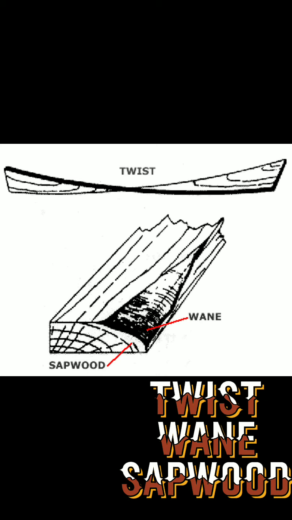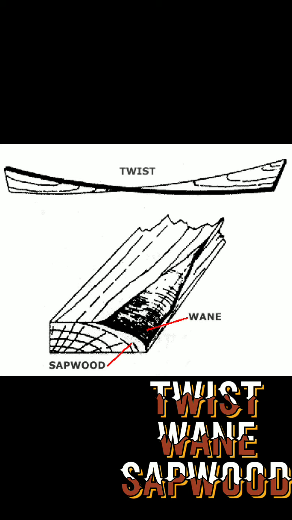Next, sapwood: the soft outer layer or recently formed wood between the heartwood and the bark, containing the functioning vascular tissue.